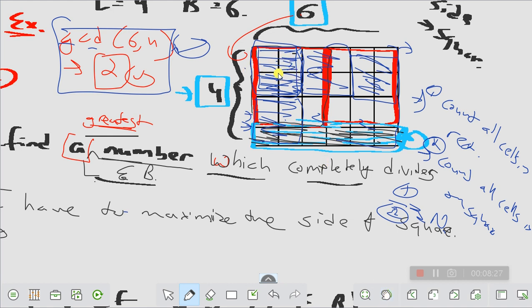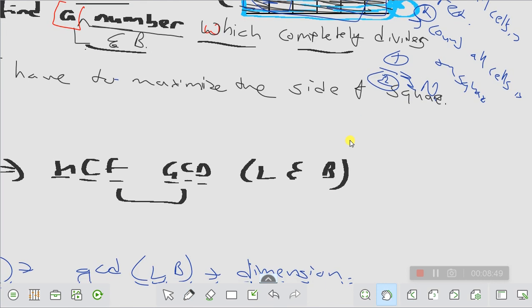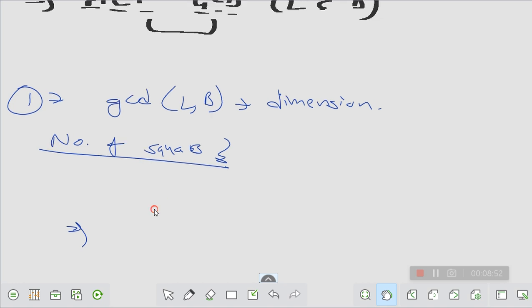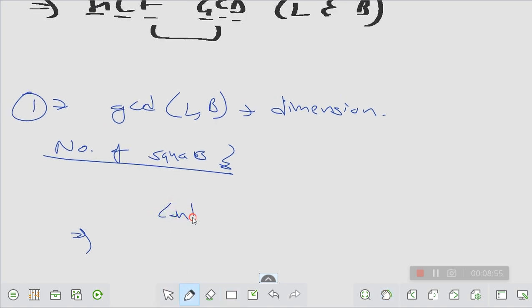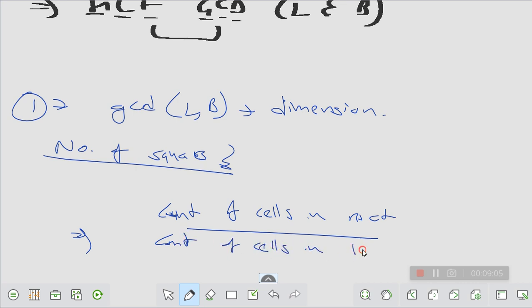How? If I see here, I have a total of 24 cells, and the number of cells in one particular square is nothing but 4. So if I divide them, I get 6. It means that I have to copy this square 6 times in order to cover this whole rectangle, isn't it? So the number of squares is nothing but the count of cells in the rectangle divided by the count of cells in one square.